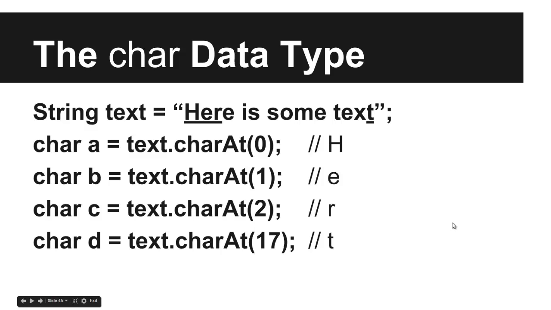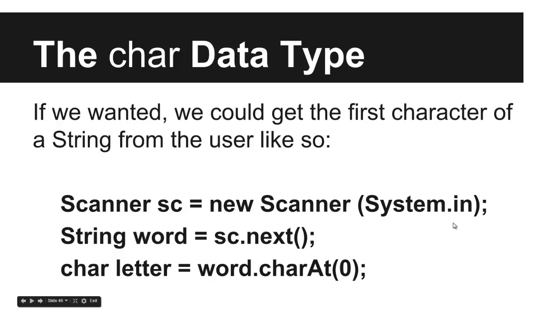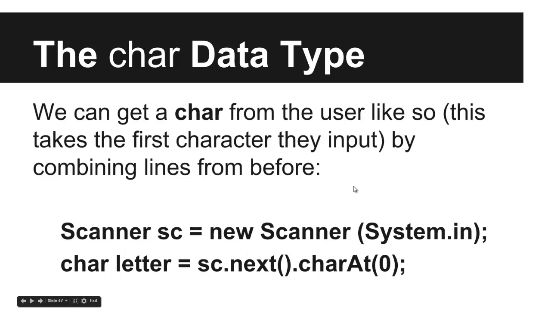And so this is sort of useful, but when we want to get a character from the user, we can do so by first getting a string, which you can call word, using the .next method. And then hopefully that string is only a letter long, but it's hard to say. And then from that, using .charAt(0) to get the very first letter of that string, we can put it into a character called letter. That's a thing that we can do. We can also combine these if we want to.